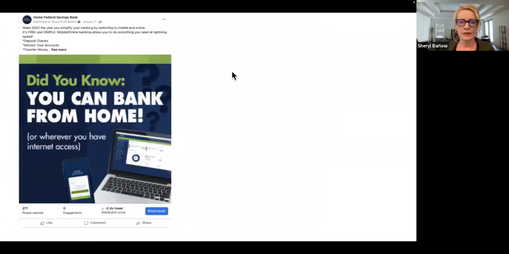All right, and then one more quick example. Here's a bank that I work with. I want to make sure I got to the right slide. Yes, I did. Again, a really nice graphic. And you need to do this. Sometimes you need to post what your services are and what you're offering, like they're doing online banking. So we did a post about that. It reached 271 people, same platform.